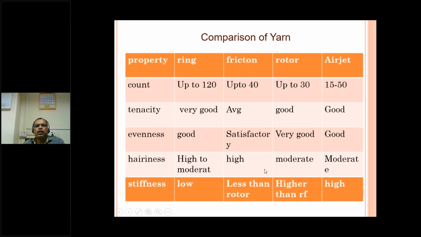Hairiness is high to moderate; it is more in ring spinning due to the fiber ends. Here it is very low, moderate in rotor and RZ due to the wrapper fibers. Stiffness is low, less than rotor, higher than ring frame, and some yarn quality is different in the modern technology. So ring spun is now in use. No method is available to make the ring spinning process obsolete.